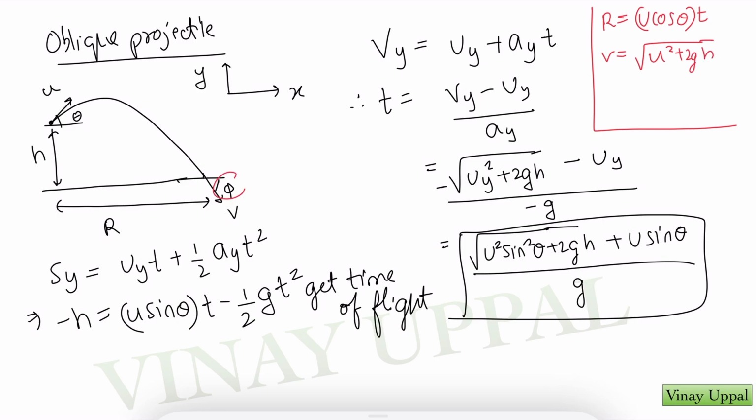And what about this angle phi? I'll just equate the x components of velocity. So I'll have v cos phi is equal to u cos theta, because once again there is no acceleration in the horizontal direction. And this is how you can get all these parameters.